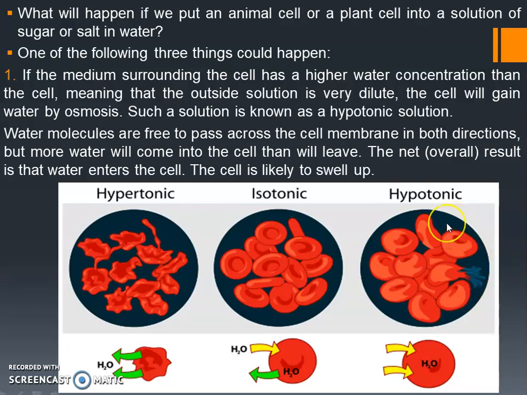So what will happen? We know osmosis process water molecules will move from higher concentration to lower concentration. So inside the cell it has lower concentration of water. So what will happen? Automatically water will start entering into the cell. Okay, and the cell will gain the water by osmosis, and such a solution is known as hypotonic solution. Okay, understand it properly, children.